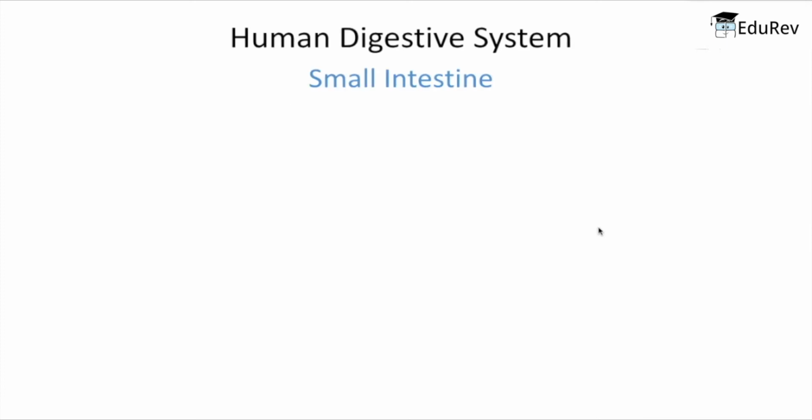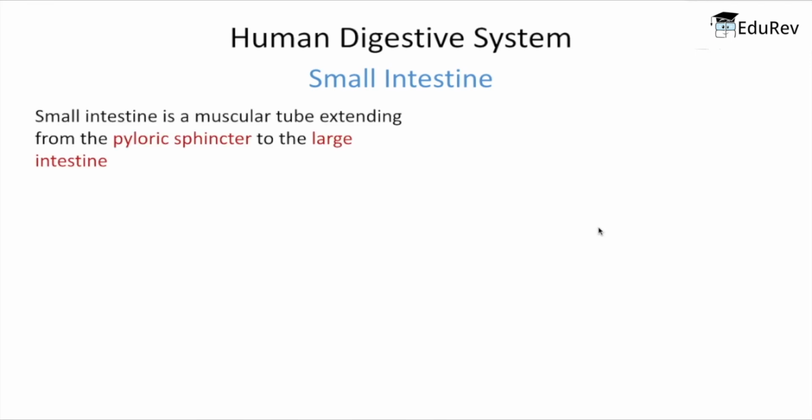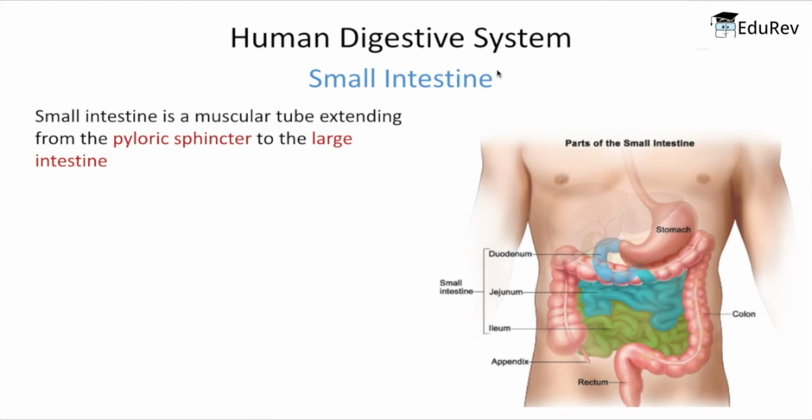So now the stomach opens into the small intestine. The small intestine basically is a muscular tube which extends from this pyloric sphincter. Now what was the pyloric sphincter? It was the opening between the stomach and the small intestine present right here. So yes, the small intestine is the tube that extends from the pyloric sphincter till the large intestine, just starting from here. Now this is the starting of the large intestine.